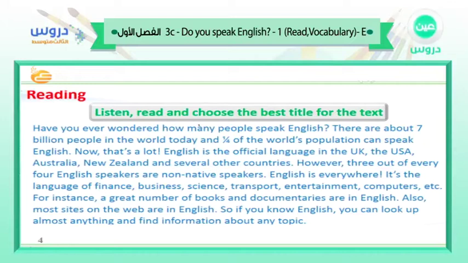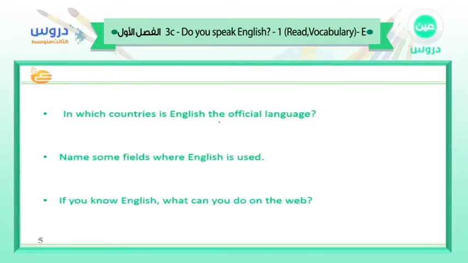Okay, in which country is English the official language? You have many countries. In which countries is English the official language? Number 2, name some field where English is used. Number 3, if you know English, what can you do on the web? Okay, let's go back. I'll read it quickly.